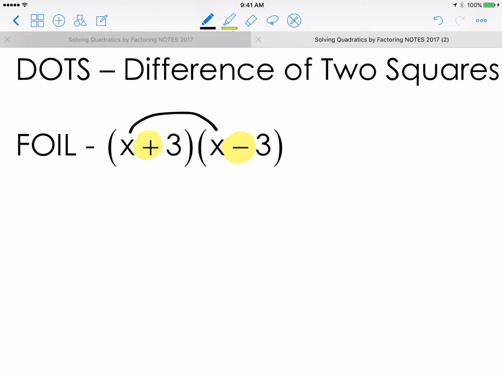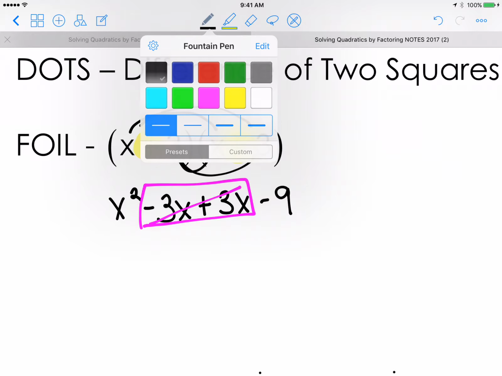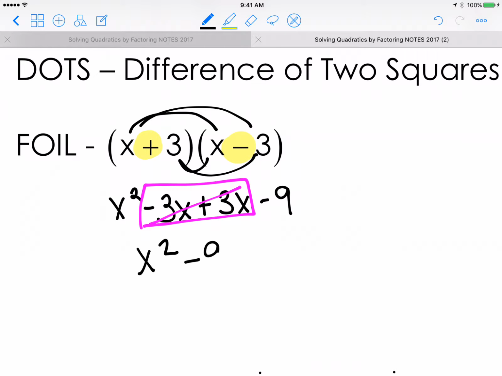If we FOIL this, we get x squared minus 3x plus 3x, and then minus 9. Remember, the cool thing about conjugates is it gets rid of those middle terms, because if you add them together, they just give you a 0. So we get x squared minus 9. It's called difference of two squares because the x squared is a perfect square, since the square root of x squared is x. And the square root of 9 is 3.